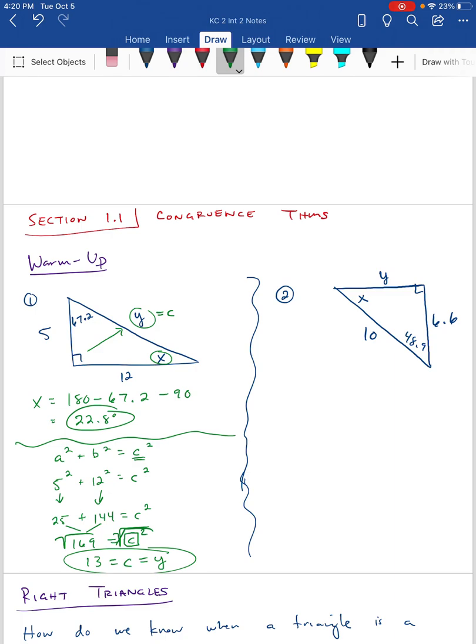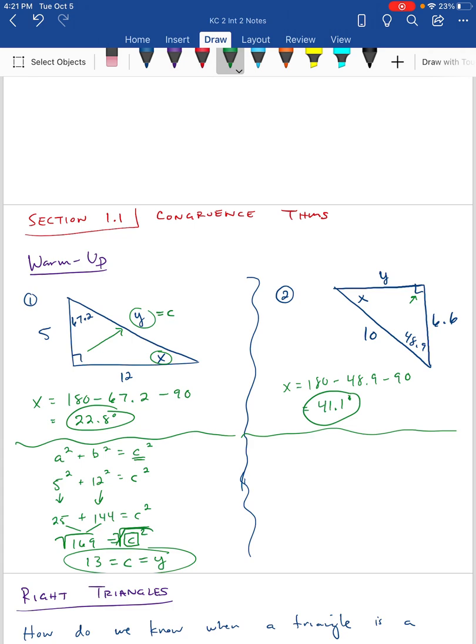Okay, so if you didn't get number 1 or the second part of it, go ahead and try number 2. So pause this video again, go ahead and try to figure that out. Okay, so again, just like I did in number 1, I'm going to find x first. So x is equal to 180 minus the 48.9 minus 90 from this 90-degree angle. And you get 41.1 degrees. That is my answer.